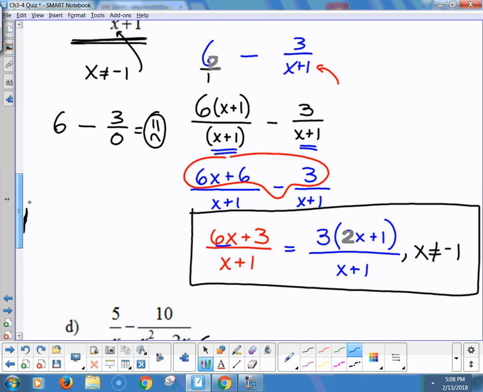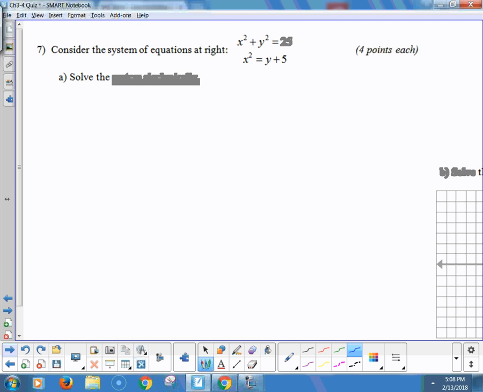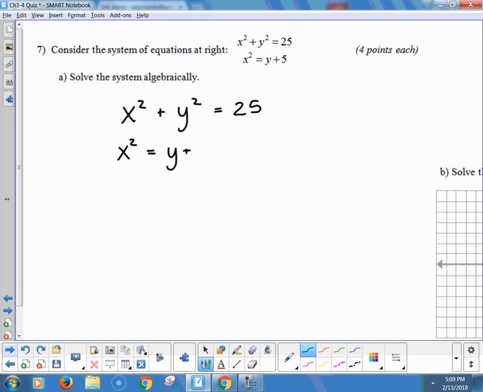Let's take a look at number 7. Our last one. Consider this system of equations and solve the system algebraically. We have x squared plus y squared equals 25, and x squared equals y plus 5. I solved this thing this way so that it seemed like it would be a very direct substitution. What we can do is replace the x squared with y plus 5.